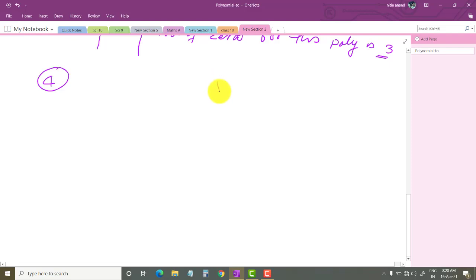Question 4 is again very simple. This is our x-axis and y-axis. This is x and this is x dash. This is the y-axis and this is our y dash. Now the graph looks like this.